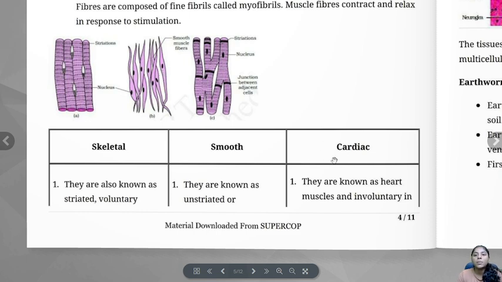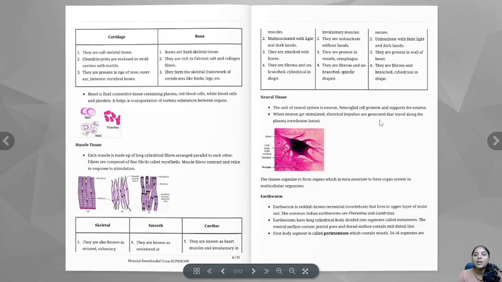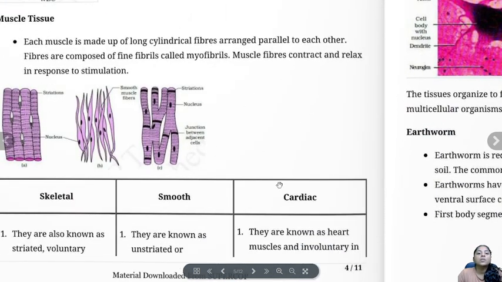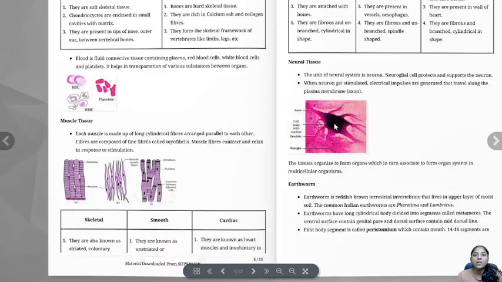Then the third type is cardiac tissue. They are known as the heart muscles and they are also involuntary in nature. So these cardiac tissue make up the heart and they are also involuntary, that is we cannot move them at our will.